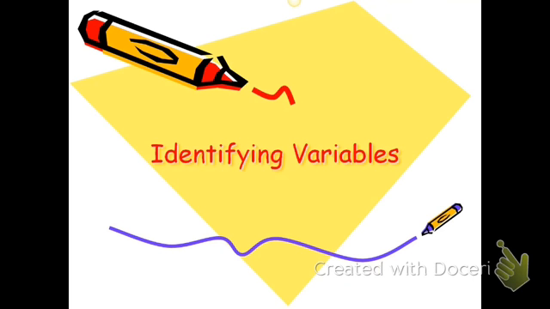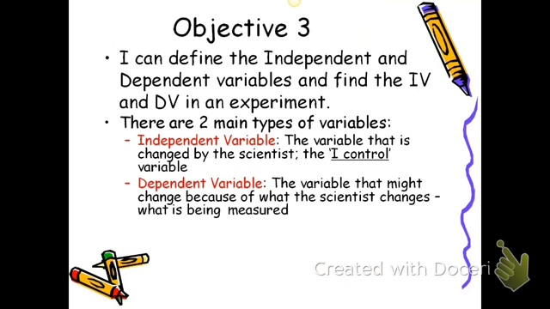Okay, digging a little deeper as we go into the specific parts of the scientific method. In order to write a hypothesis, we need to be able to identify the variables. A variable is anything that can change in an experiment. We're going to talk about 2 main types. The first type is an independent variable. That is the thing that the scientist is testing, the thing the scientist is changing. They want to see what's the outcome if I change this. That's your independent variable.